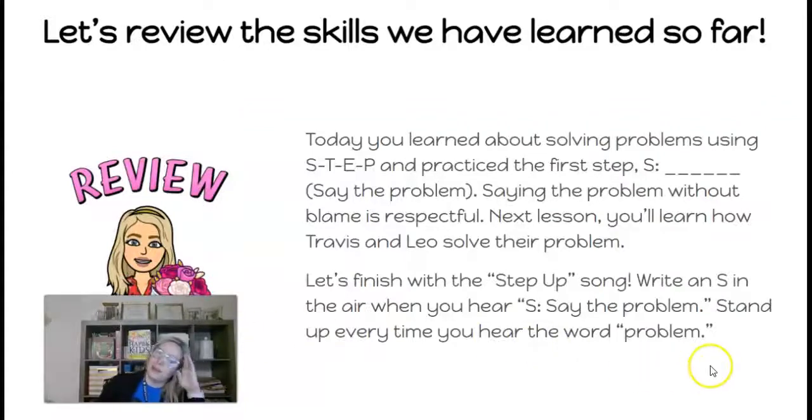So we're going to finish with the Step Up song and then write an S in the air when you hear S, say the problem, and stand up every time you hear the word problem.